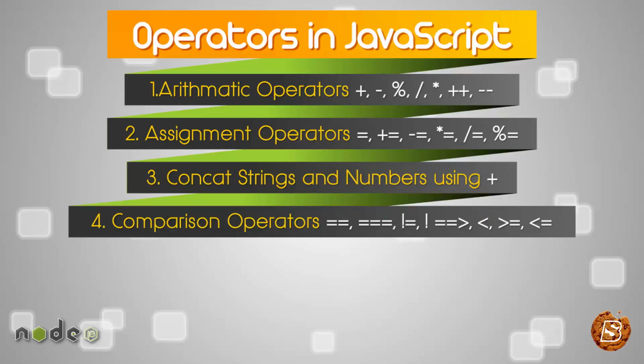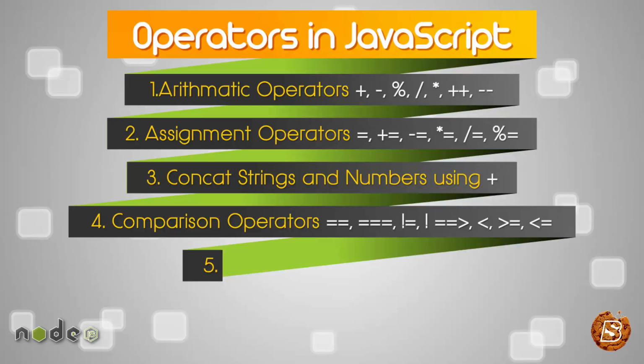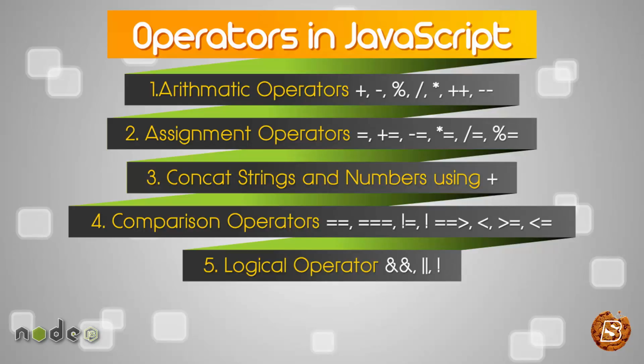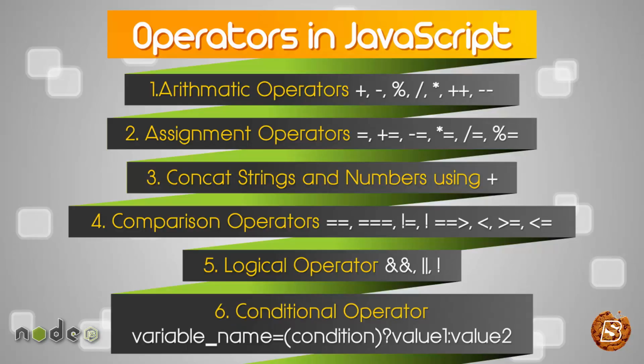After that we have comparison operators, that is double equal to, triple equal to, not equal to, greater than, less than, greater than equal to, or less than equal to. After that we have logical operators like and, or, and not. Then we have the conditional operator, wherein if the condition is evaluated as true, then the first value will be assigned to the variable, otherwise the next value will be assigned. So let's go ahead and take some examples regarding these operators to better understand them.